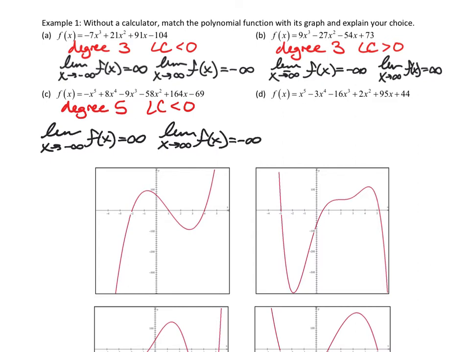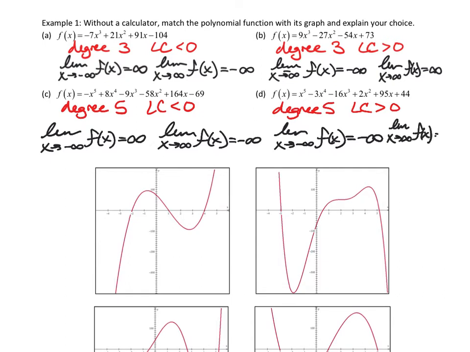And for D, it's also a degree 5. It has a leading coefficient that is 1, so that's greater than 0, it's positive. So odd positive: on the left side, as we go to negative infinity, it's going to go to negative infinity, and the limit as x approaches positive infinity should be positive infinity. Okay, so we know what the end behavior for these graphs should look like.